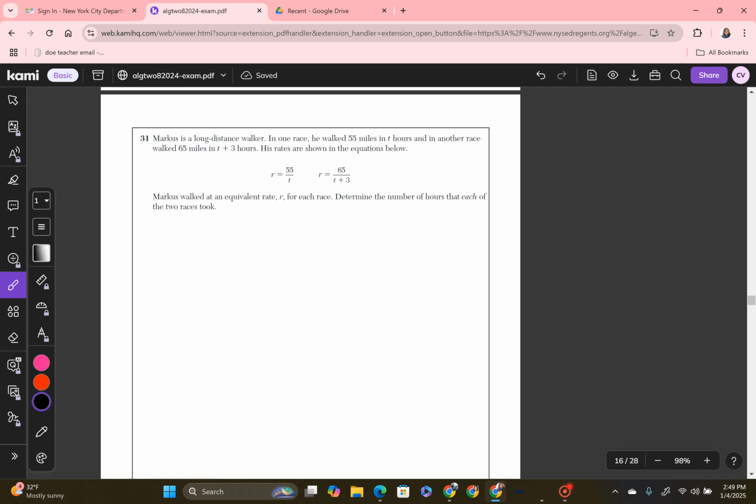This one, 31. A long distance walker, in one race he walked 55. Cool. So we want to determine the number of hours that each of the 2 races took. All you have to do for this one is set them equal to each other. So we have 55 over t is equal to 65 over t plus 3. How do I know to set them equal to each other? It says walked at an equivalent rate, equivalent.